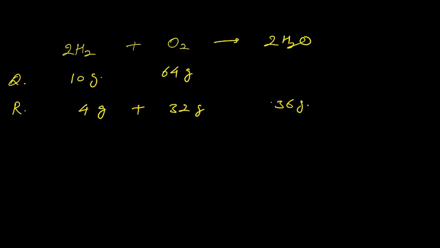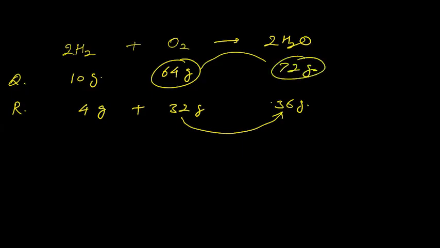You will say 32 grams produces 36. Hence, 64 given will produce how much? It will be 72, 2 into 36 by the unitary method. And 72 grams, given mass upon molar mass, is 4 moles. And 4 moles means at STP, 4 into 22.4.